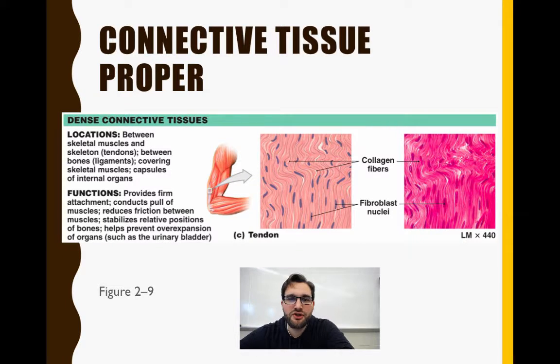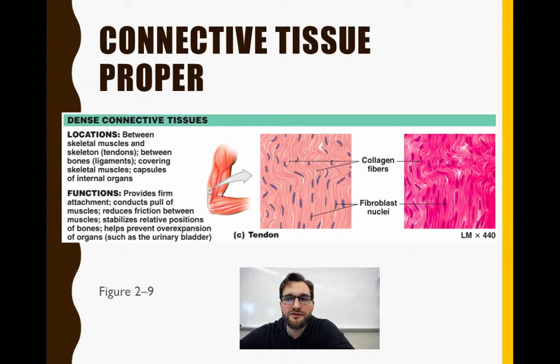These images show your dense connective tissue. Dense connective tissue can be found between skeletal muscles. It can be found between those muscles and the bone. Those are called tendons. Or they can be found between bones and muscles. Those are termed ligaments. They can also be found covering skeletal muscles and the capsules of internal organs.